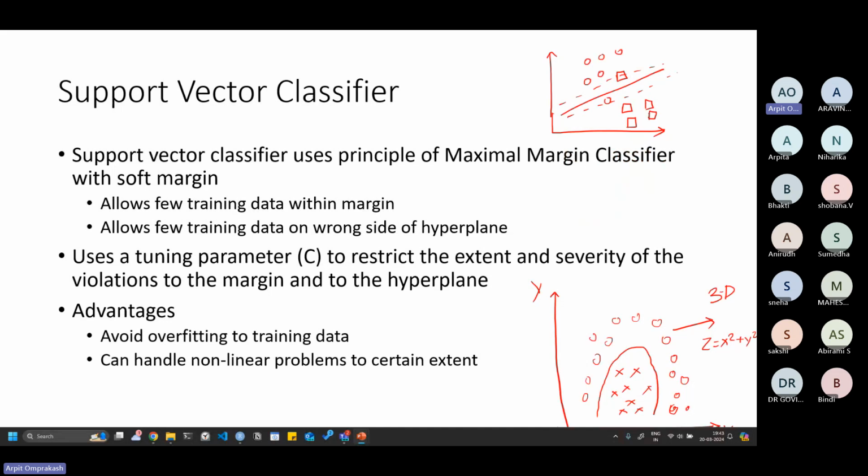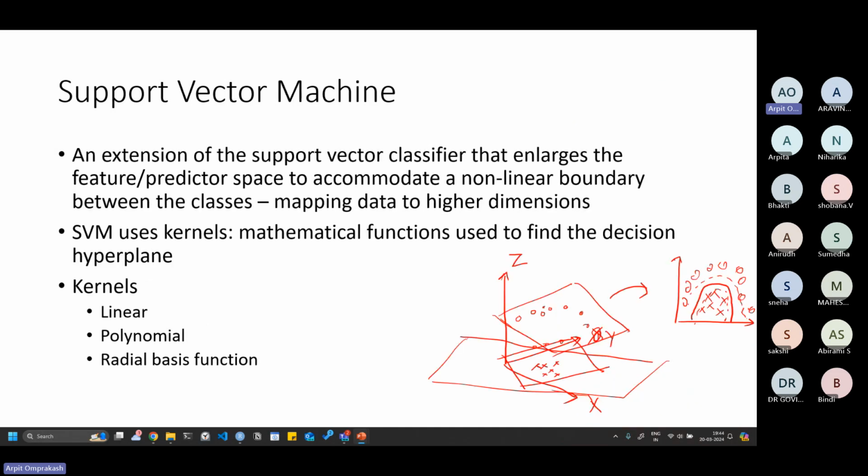Okay. So we come across the support vector classifier, which basically uses the principle of maximum margin classifier, but with a soft margin. So what is a soft margin? A soft margin basically allows a few training data to be within the margin and allows a few of the training data to be on the opposite side of the margin also. So there's a tuning parameter called C, which can be used to restrict the extent of this, right? And it tends to avoid overfitting to the training data and can handle nonlinear examples to a certain extent.